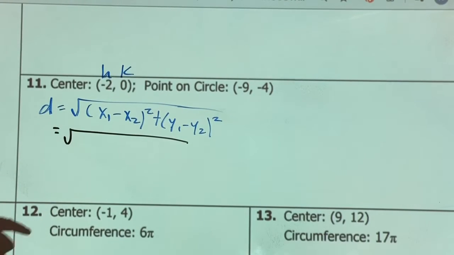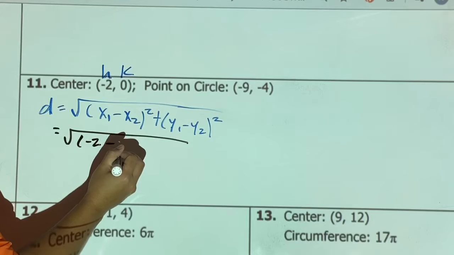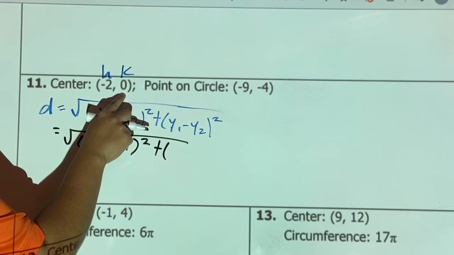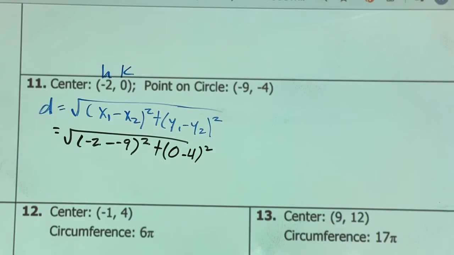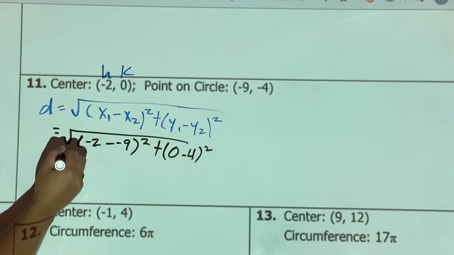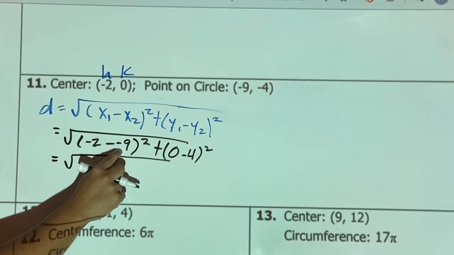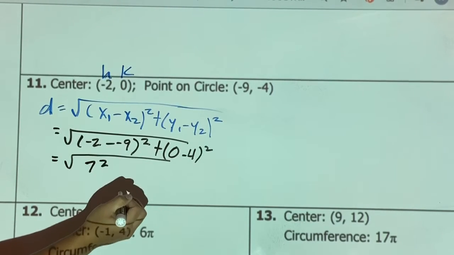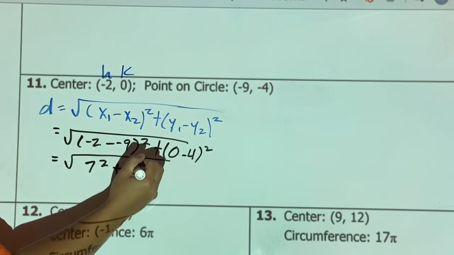So if I do this, my x1 is -2 minus x2, which is -9, squared, plus y2 is 0 minus -4, squared. Okay, so if you go ahead and do that, -2 minus -9, this turns into a positive, right? So it'd be -2 plus 9, which is 7 squared, plus 0 minus 4 is just -4, so -4 squared.